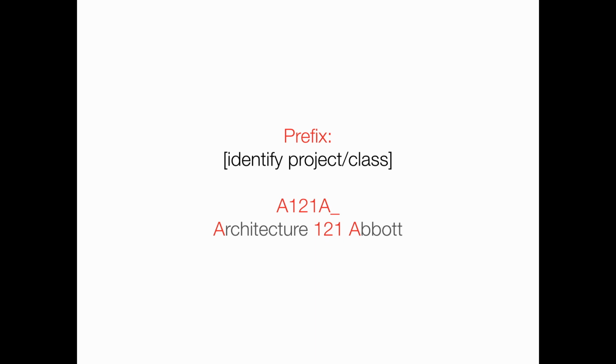I said, OK, I want to identify what class all the files from that class are going to be part of. So I'm going to develop a prefix that goes in front of the file name that says, hey, this is what class it is. And the way that I did it is I took the first letter of the subject. So in the case of architecture, it would be A. Then I took the course number, 121, 135, whatever it is. And then after that, I put the first letter of the last name of the professor.